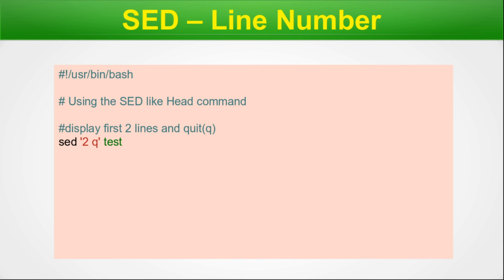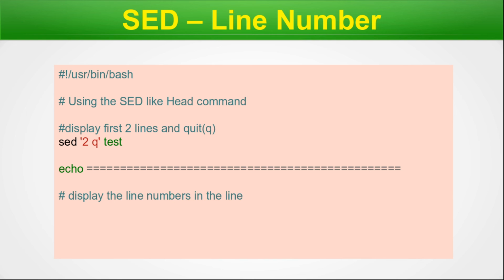Here, instead of 2 you can use any number, and you can use sed like a head command. You know the head command in Linux, or in case you don't know, you can check out the man page of head. So you can use sed as a head command, and we echo a separator here and display the line numbers. Why are we using the separator in the same script? The outputs will come one after another, and if you do not use a separator, things may not be clear for your understanding. This separator will separate the two different outputs.